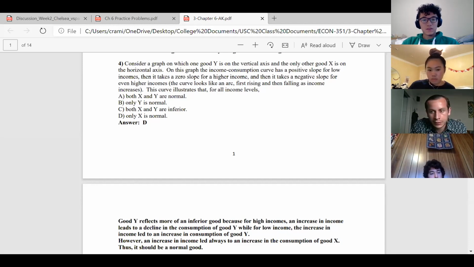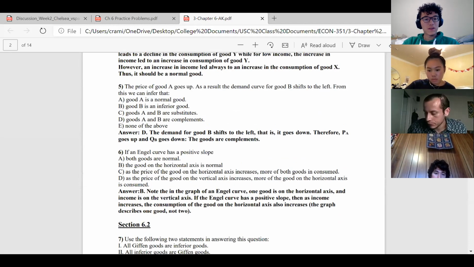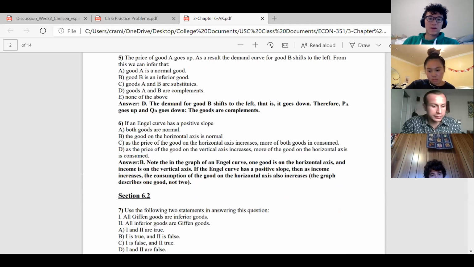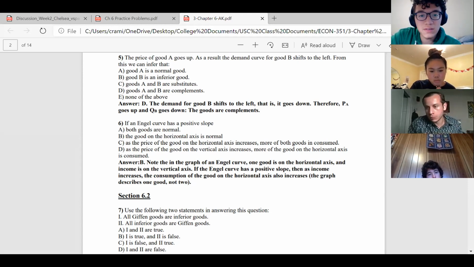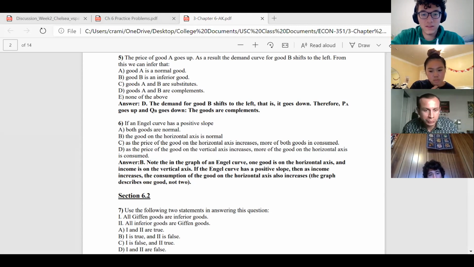Can we do 6? Yeah, sure. If an Engel curve has a positive slope, answer. Basically, I just need to go over what an Engel curve is again. I think after that, I'd probably understand. Yeah, sure.